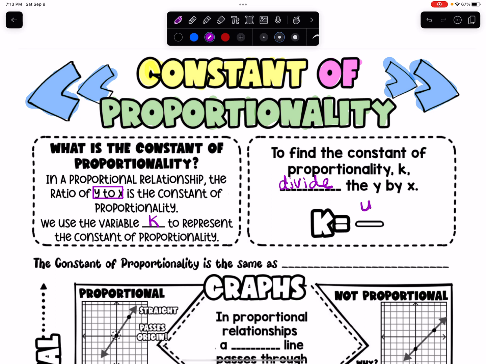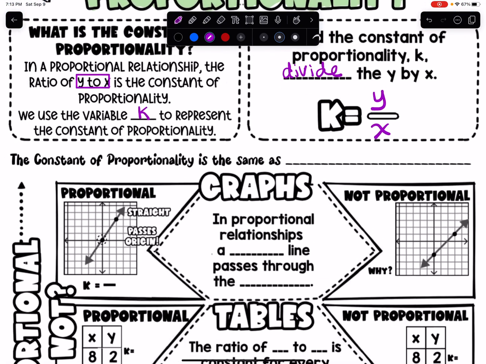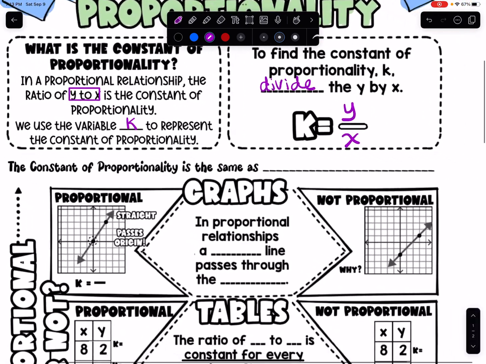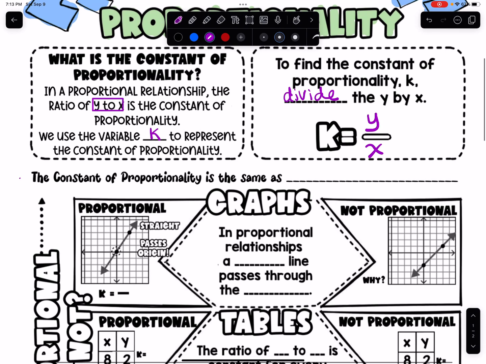And you're going to hear me say this over and over again in this module. So let's start with the easiest way. Oh, first let's answer this question right here. The constant of proportionality is the same thing as the unit rate. So it's how much for 1.